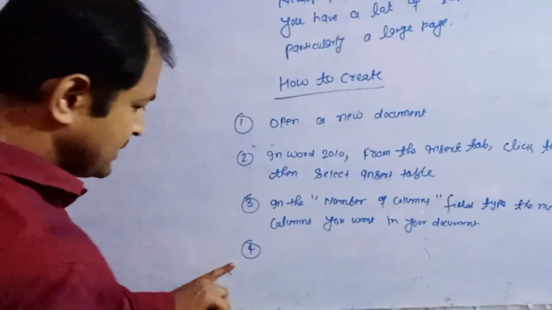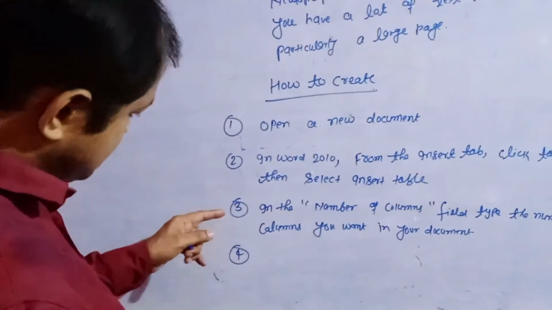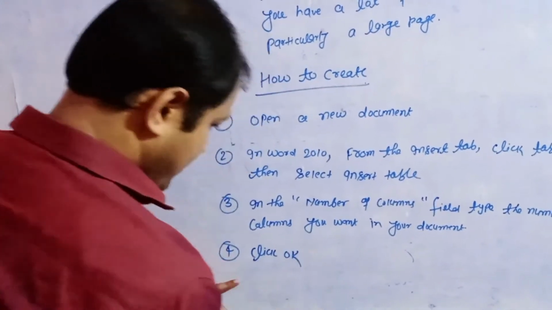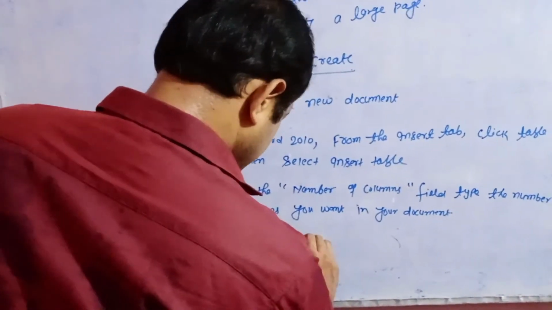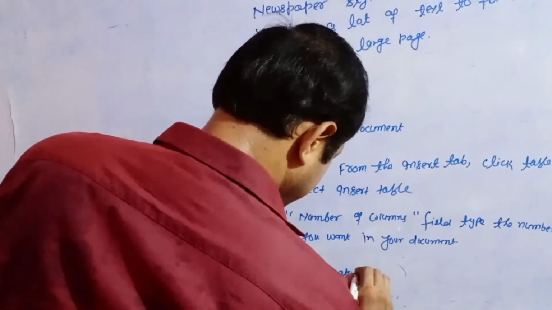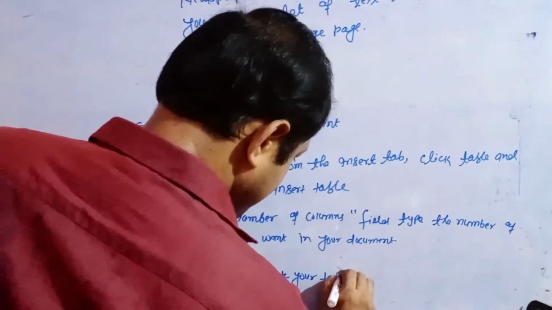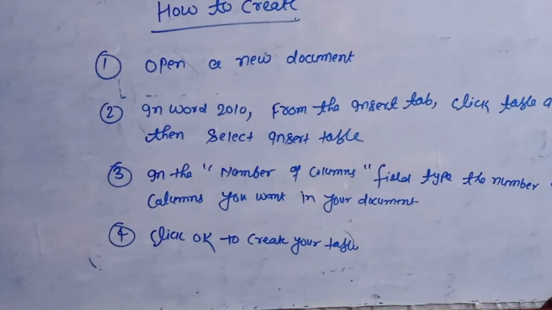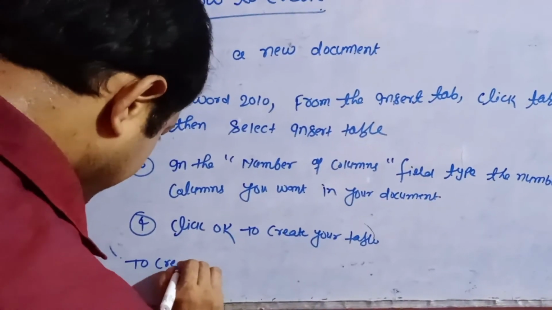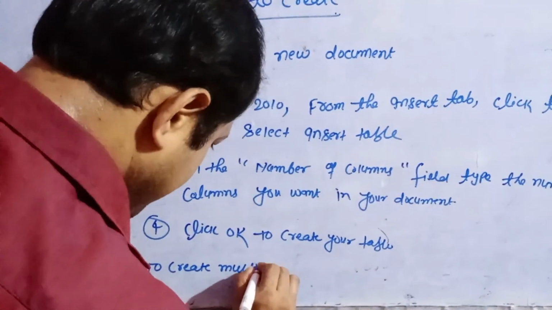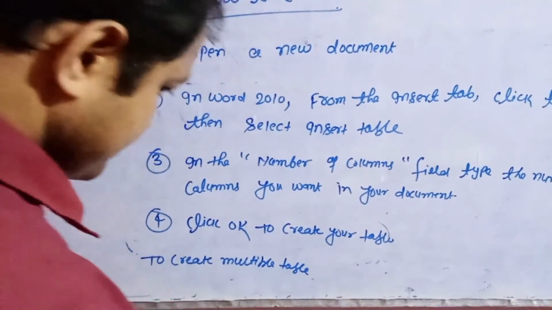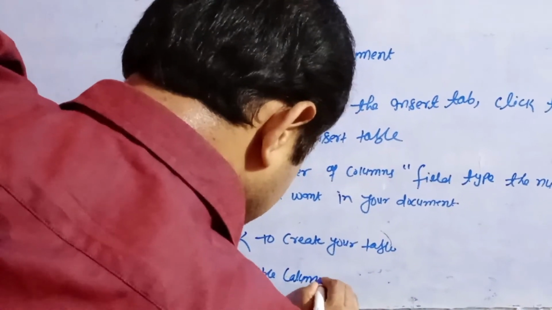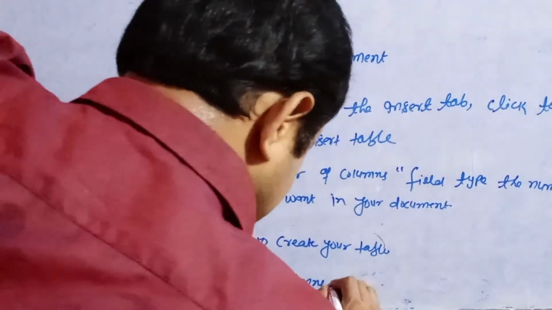Fourth, click OK to create your table, to create multiple columns in the existing document.